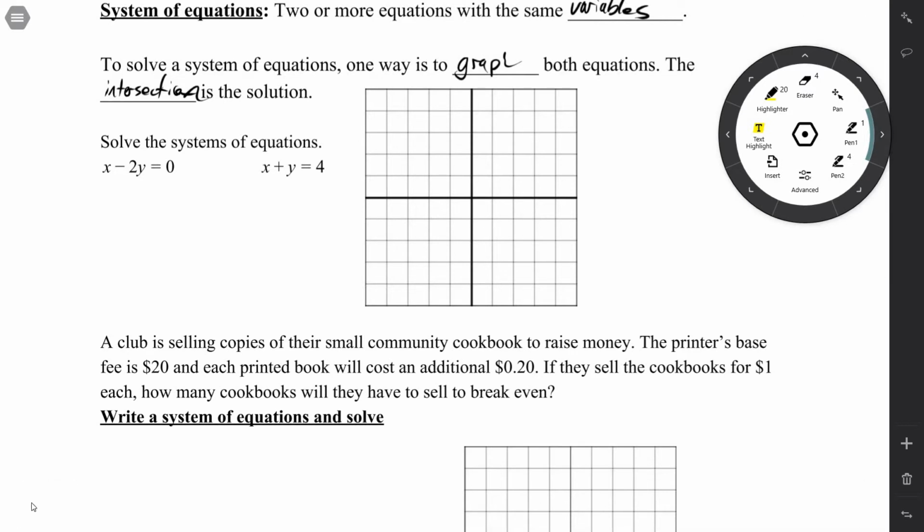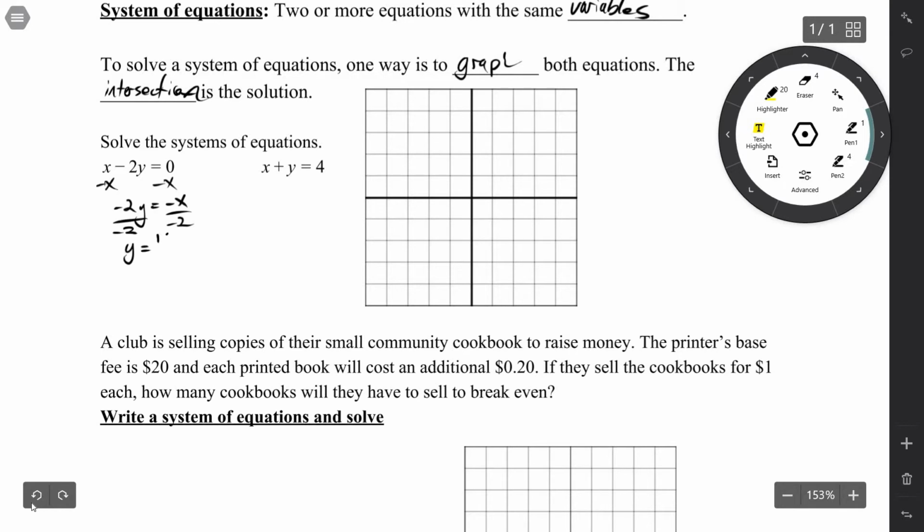First thing I'm going to do here is put this into a form that I can more easily recognize. I'm going to put this in slope-intercept form. That's usually the easiest one to get to. I'm going to subtract x from both sides. That'll give us negative 2y equals negative x. I'll divide both sides by negative 2. That will leave me with y equals 1/2 x.